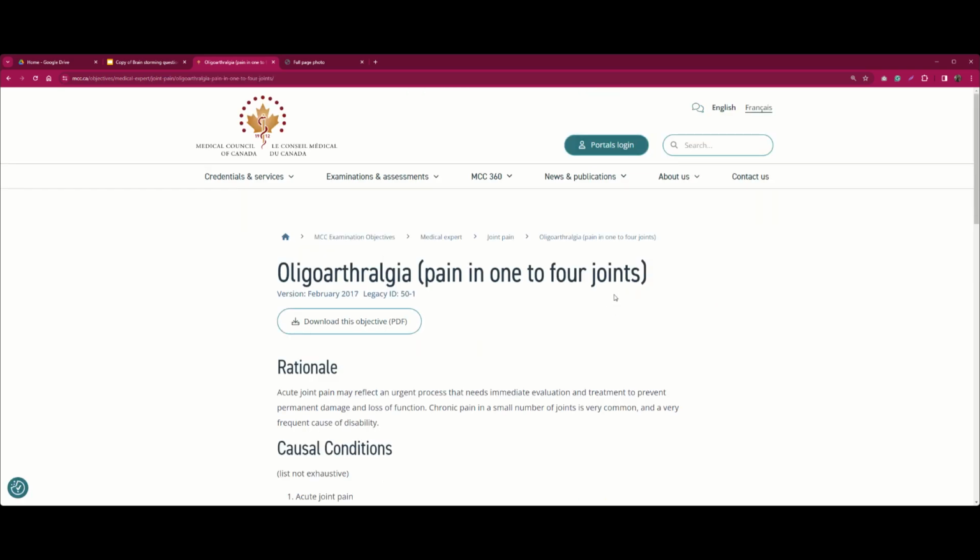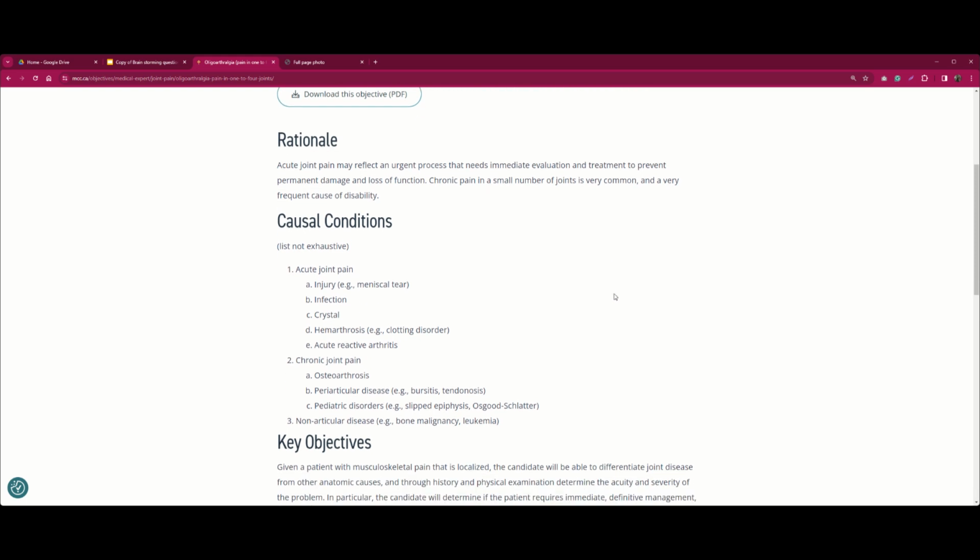So let us pick up oligoarthralgia, pain in 1 to 4 joints. If a patient comes with 1 to 4 joints, that's oligoarthralgia, and then you have to consider all of these conditions. It can be due to injury, infection, crystal, hemarthrosis, or acute reactive arthritis. If it's a chronic joint pain, then it comes under osteoarthrosis. If there is a periarticular disease, bursitis, tendinosis, if there is a pediatric disorder, slipped epiphysis, Osgood-Schlatter, and non-articular disease like bone malignancy and leukemia.